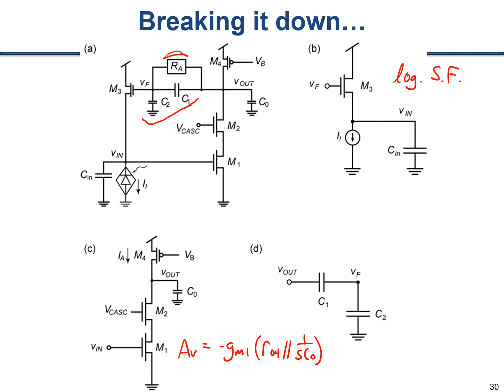If we ignore it for the moment, we just have this capacitive divider, which at AC is going to provide some sort of voltage divider. Okay.